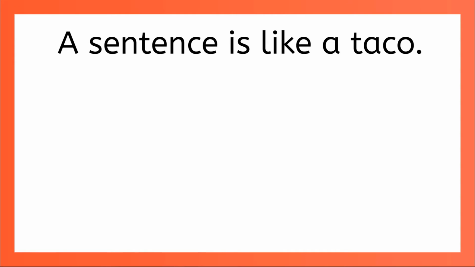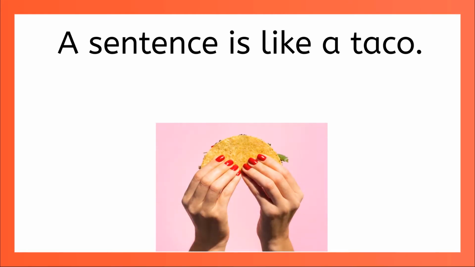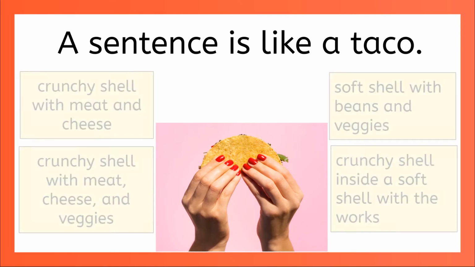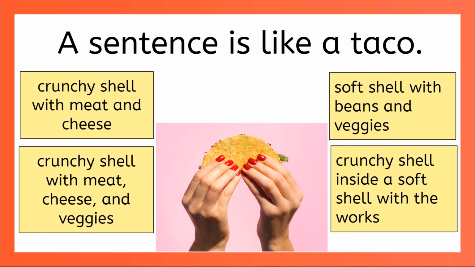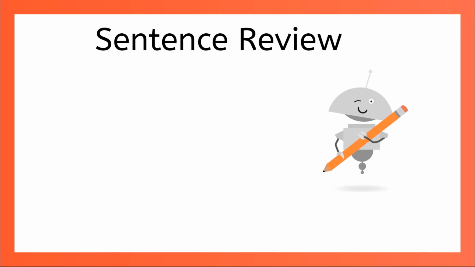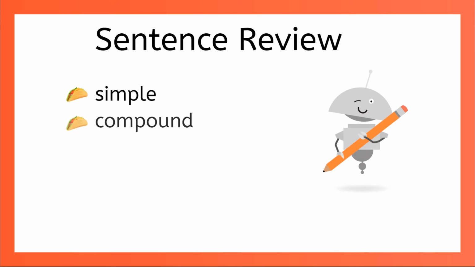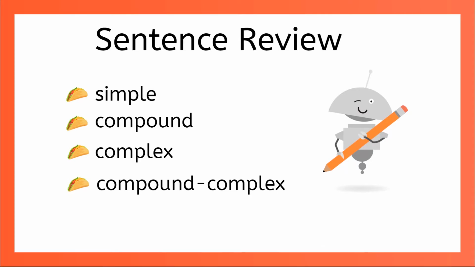A sentence is like a taco. No, really. All tacos have the same basic structure, but there are a number of choices and combinations to create the taco you want. There's also a lot of variety in the way sentences are put together. You've learned about 4 different kinds of sentences: the simple sentence, compound sentence, complex sentence, and the compound complex sentence.